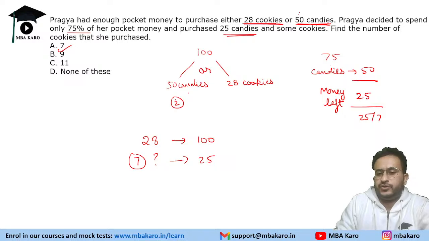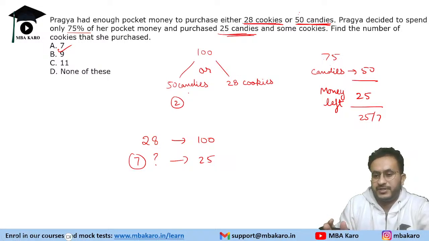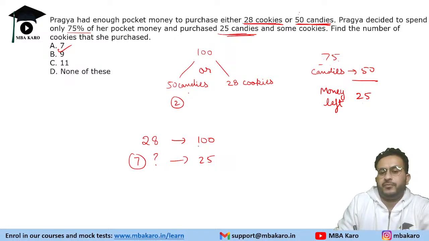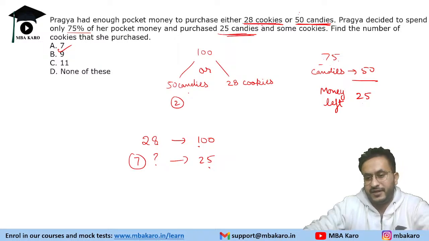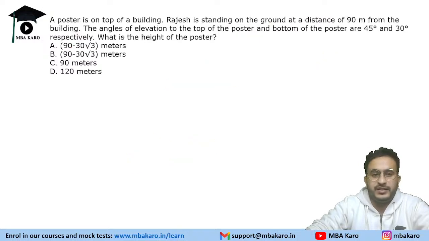So let us say candy is 2 rupees. Now she has only 75 rupees. She has purchased 25 candies out of it. So on candies she has spent 50 rupees. That means money left is 25. She has to buy cookies from those 25 rupees. It is given that for 100 rupees, she can buy 28 cookies. So for 25 rupees, she can buy 7 cookies. All right. So let's see the next question.